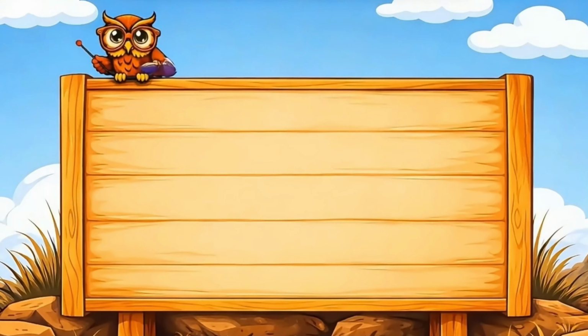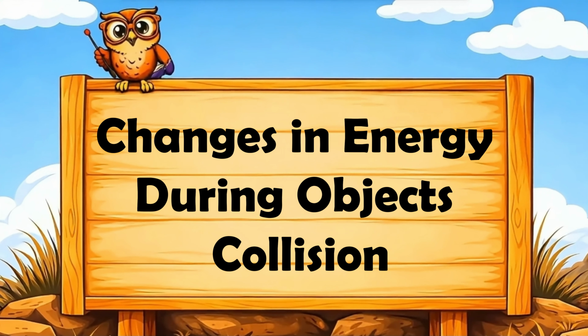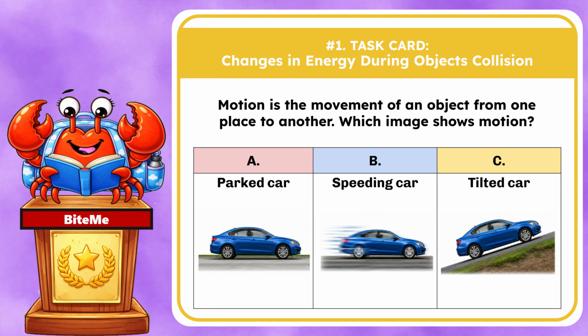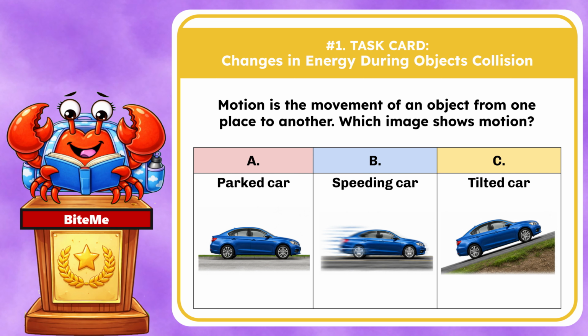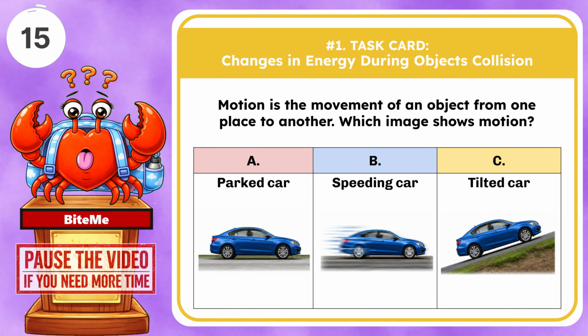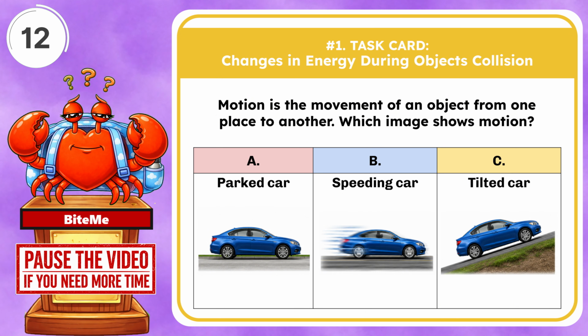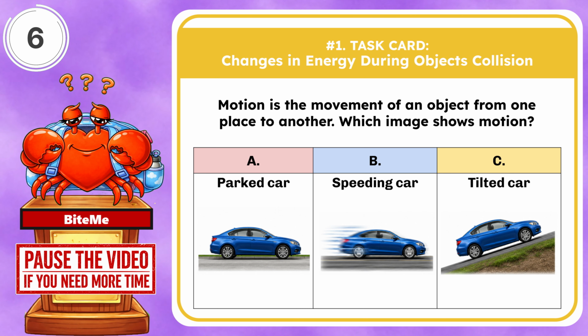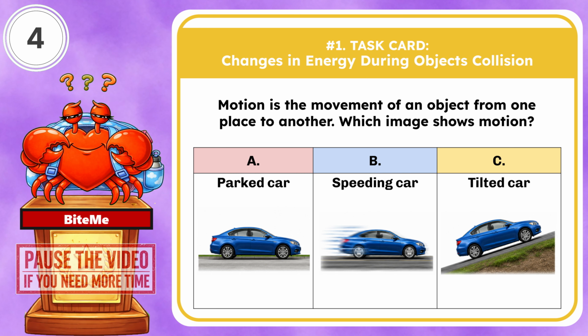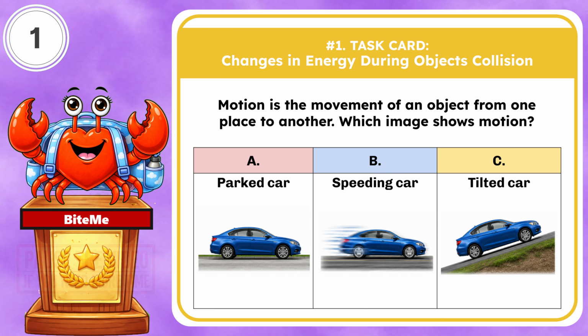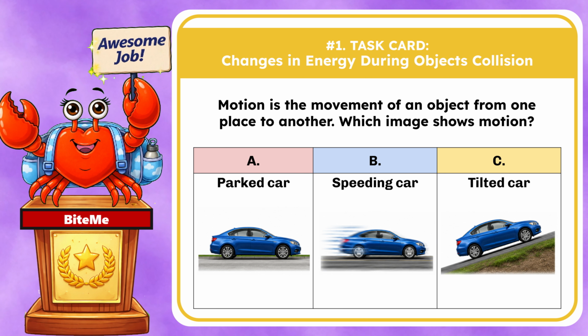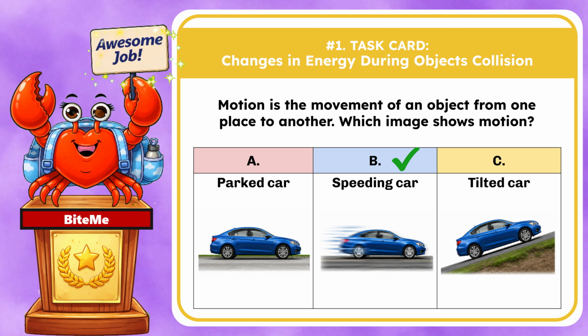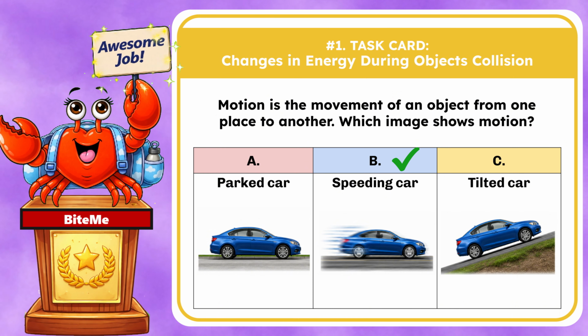Our lesson for today is about changes in energy during objects' collision. Let's begin. Motion is the movement of an object from one place to another. Which image shows motion? And the correct answer is letter B, speeding car.